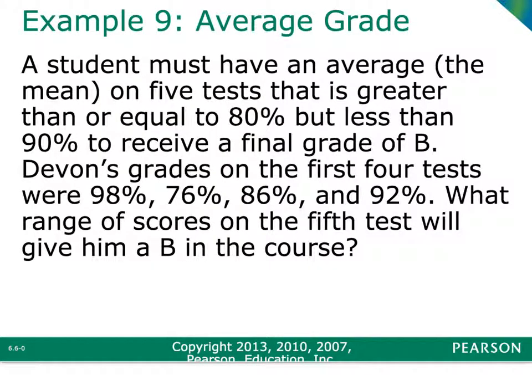Sometimes story problems are going to use inequalities. So here's an example of one situation. A student must have an average on 5 tests that is greater than or equal to 80, but less than 90% to receive a final grade of B. Devin's grades on the first 4 tests were 98, 76, 86, and 92. What range of scores on the 5th test will give him a B in the course?